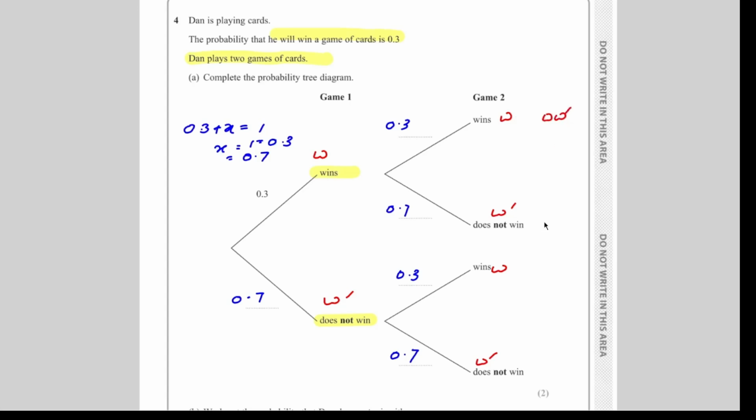This one W dash, W dash. This one. W dash W, this one W dash W dash.